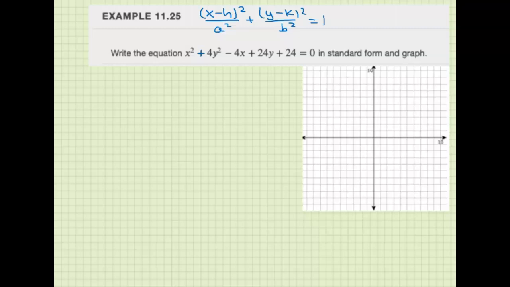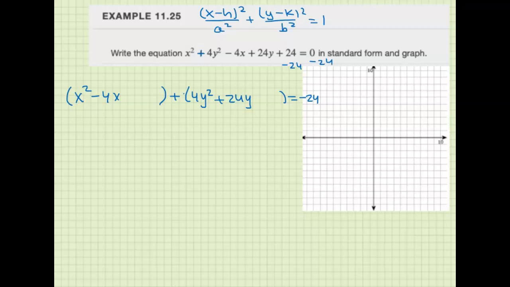So we want to start by getting the constant to the other side, just like with all the completing the squares, and writing all the x's and all the y's together. Okay, so we're going to have x squared minus 4x. I'm going to leave a space to complete the square. And then we have 4y squared plus 24y. We're going to leave the space, and this is negative 24.